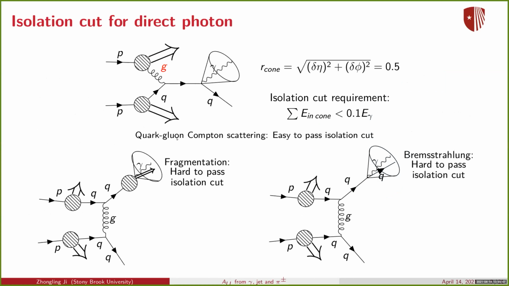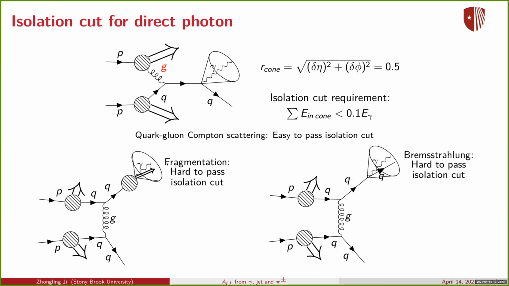To further reduce pi 0 and other hadron decay background and also the fragmentation contributions, we use an isolation cut for the direct photon. The isolation cut means if this is the signal particle we measure, we draw a cone around it. The cone size is 0.5, and we require the sum of the energy of other particles inside this cone to be less than 10% of this photon energy. This means this photon has a very clean environment around it.